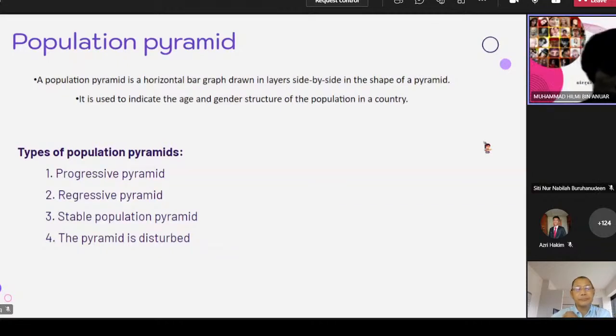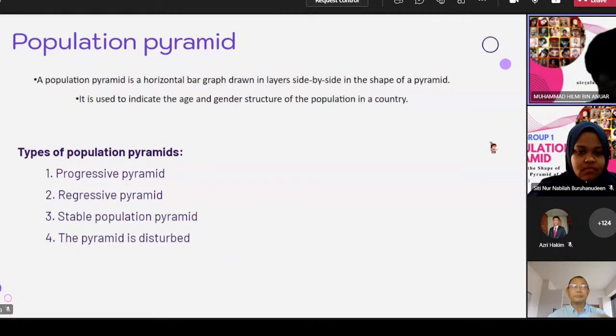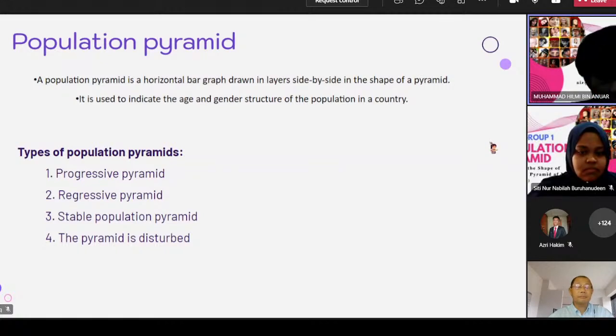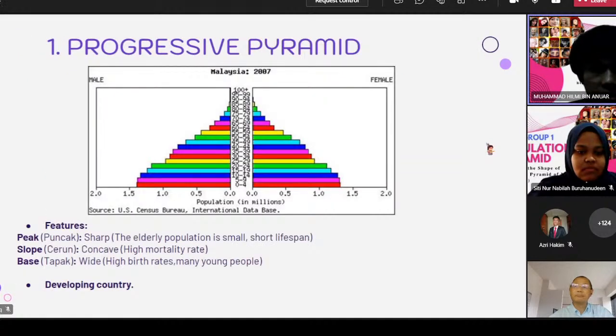The types of population pyramid are classified into four parts, namely progressive pyramid, regressive pyramid, stable population pyramid, and disturbed pyramid. Let's go to the next slide to find out more. First is the progressive pyramid. This is an example of a progressive pyramid.